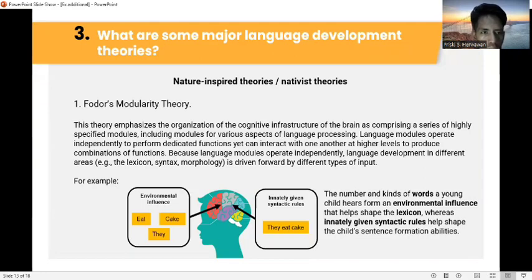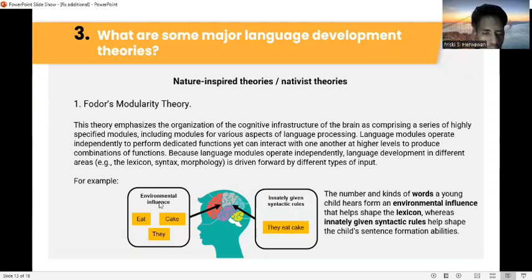And nature-inspired theories number 1 is Fodor's modularity theory. This theory emphasizes the organization of the cognitive infrastructures of the brain as comprising a series of highly specified modules, including modules of various aspects of language processing. Language modules operate independently to perform dedicated functions, yet can interact with one another at a higher level to produce a combination of functions. Because language modules operate independently, language development in different areas such as lexicon, syntax, and others is driven forward by different types of input.